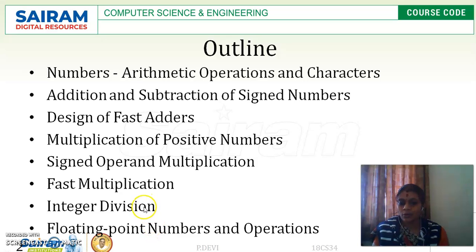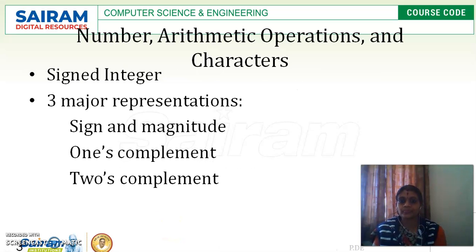All these operations are performed using integer numbers. For floating point number operations, we have separate rules. So let us start with the number arithmetic operations and characters.